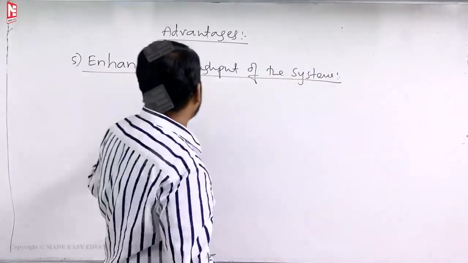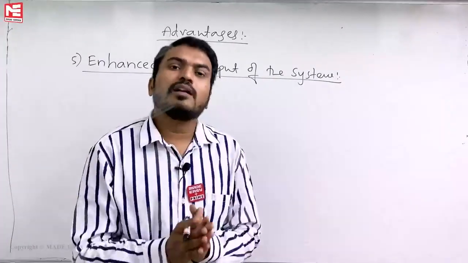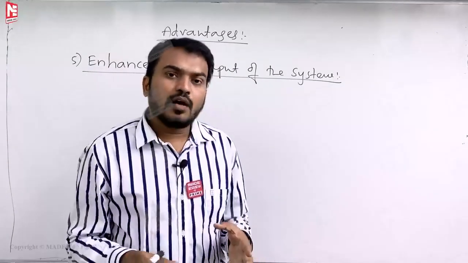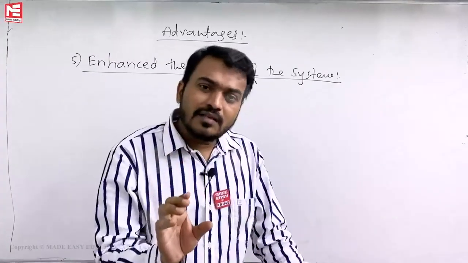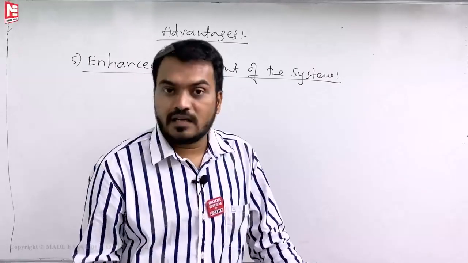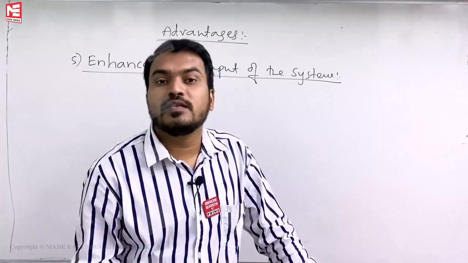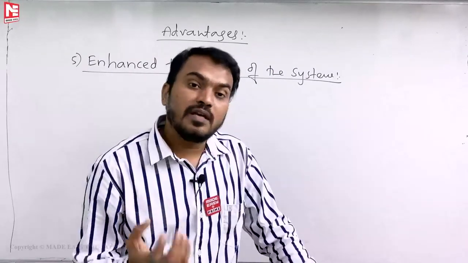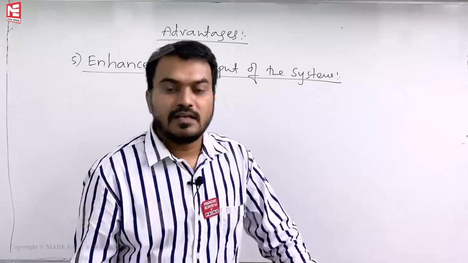Now understand here. Enhanced throughput of the system means, remember, if the process is divided into multiple threads, and if you consider one thread as one job, then the number of jobs completed per unit time will increase. It means the throughput of the system will be enhanced. Is it clear for everyone?